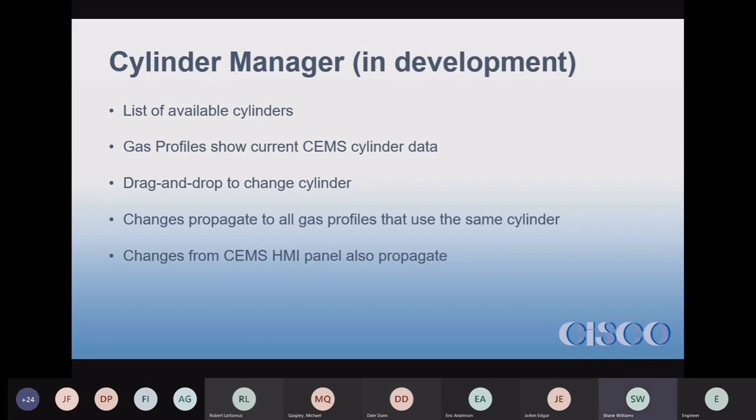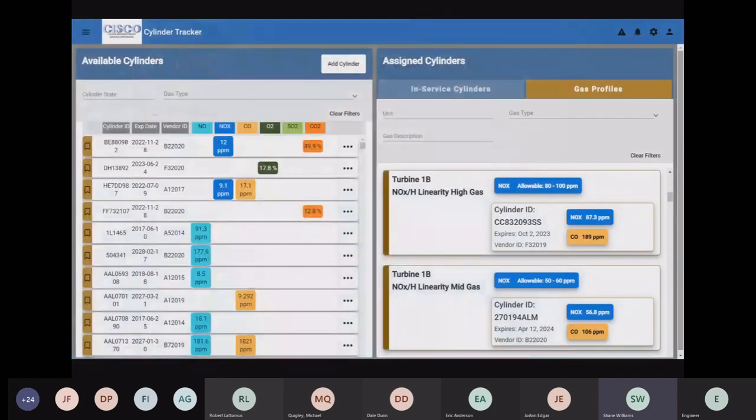Okay, so let's go ahead and I'll move to the next slide, which has a screenshot. But we actually have a live demo here, which is even better than a screenshot, so awesome. While that's coming up, here's the list of available cylinders on this side. If we want to add a cylinder, you'll punch the button, and a dialog box will come up and you can enter the cylinder information.